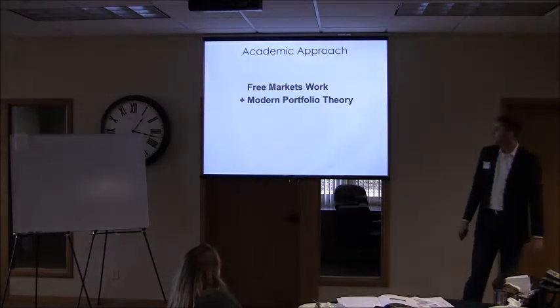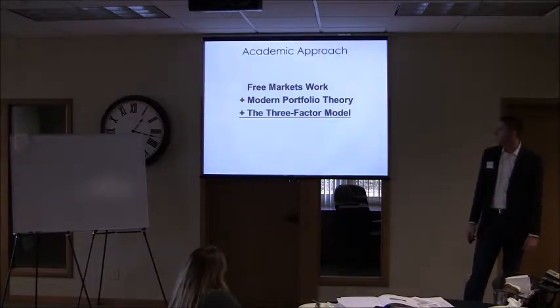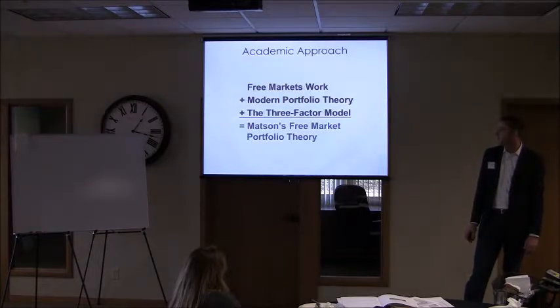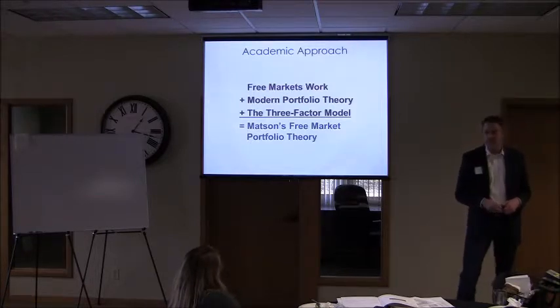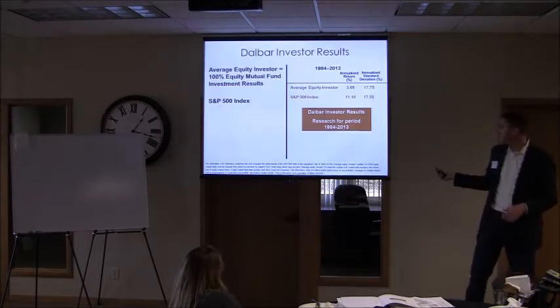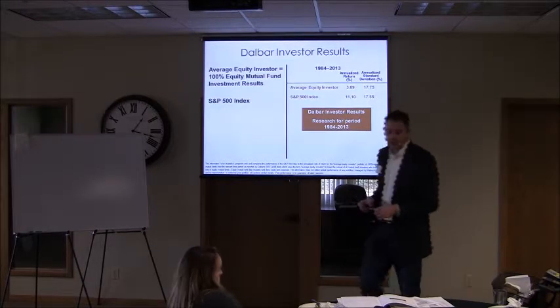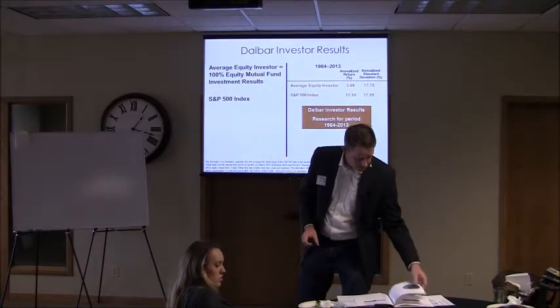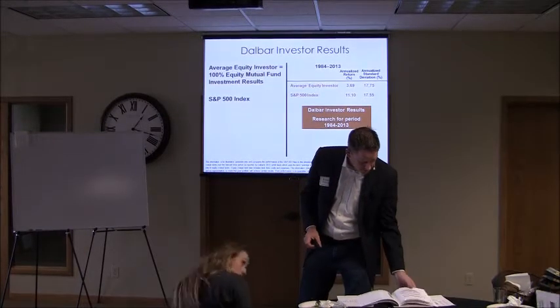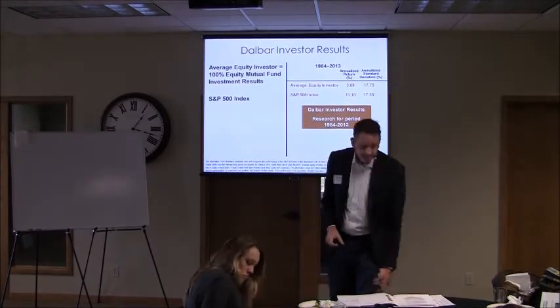So the academic approach is looking at free markets, modern portfolio theory, and the three-factor model, and you get Mattson's free market portfolio theory. We call it Mattson's because I work with a company called Mattson Money for the mutual funds. Okay, now we're going to build it. And this is in your book, so you just want to write these numbers down in the last pages. And then we're coming around third, heading for home. So this is page 17.